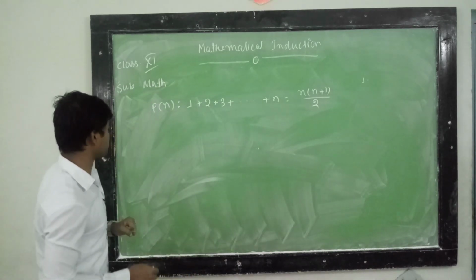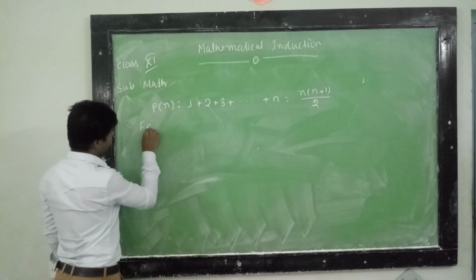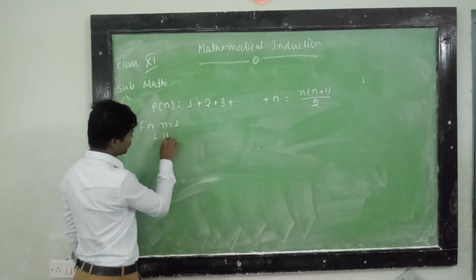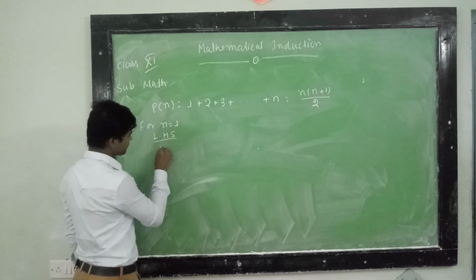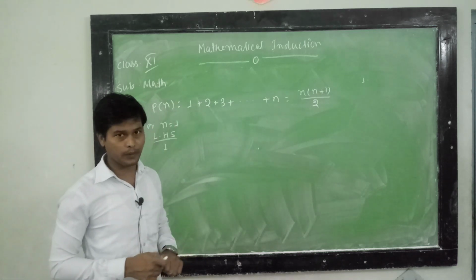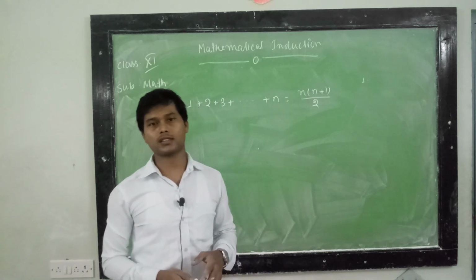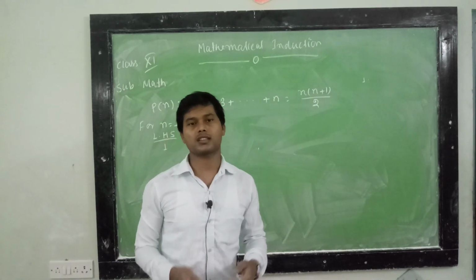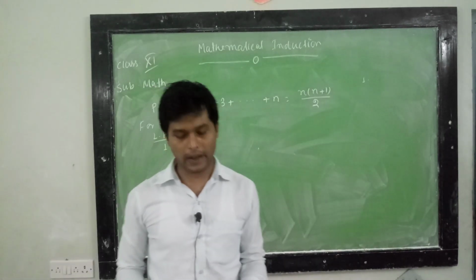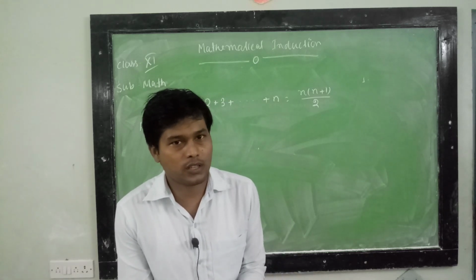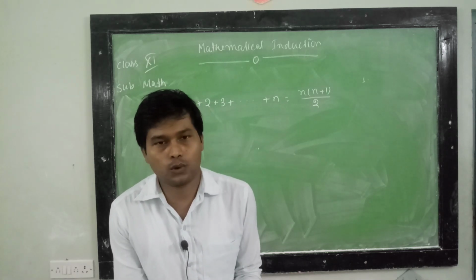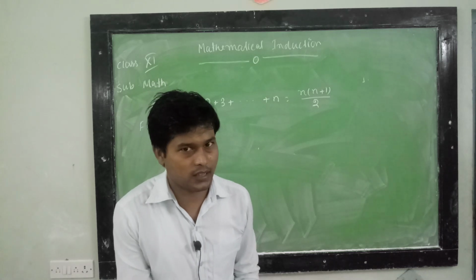Now see the first condition. If I put n equal to 1, the left hand side will be 1. Now what do you mean by P of 1 or P of n? P of n means the sum of first n natural numbers. P of 2 means the sum of first 2 natural numbers, that is 1 plus 2. P of 5 means 1 plus 2 plus 3 plus 4 plus 5. P of k means the sum of first k natural numbers, that is 1 plus 2 plus 3 plus 4 plus dot dot dot plus k, up to the kth term.